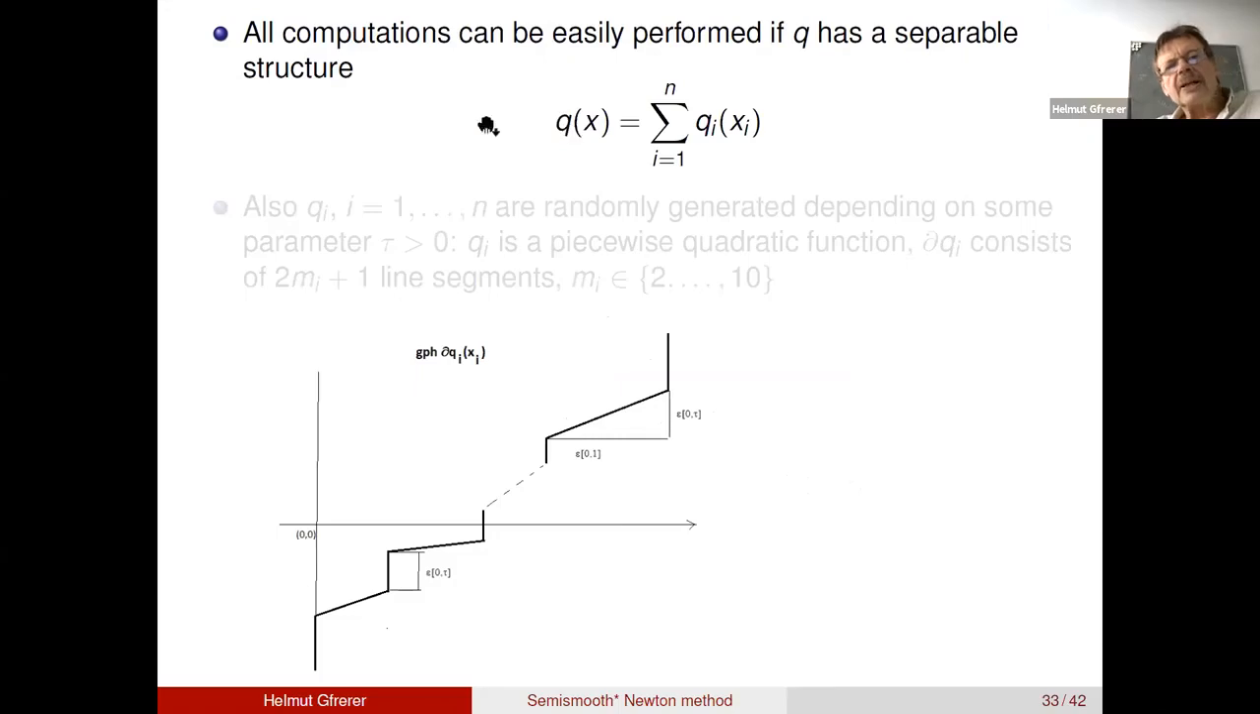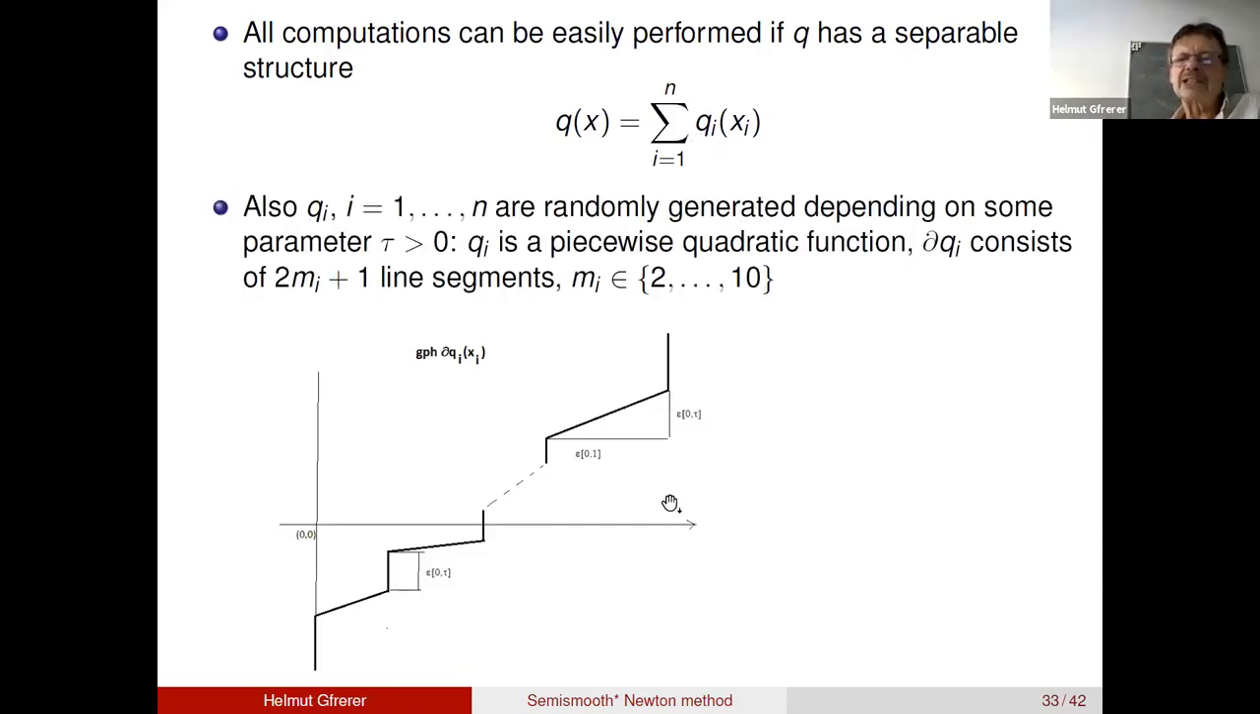And also the function Q is computed in some random way. First of all, we assume a separable structure in the following form. And here these component functions Qi are piecewise quadratic functions. You see here a picture for the graph of the subdifferential of these mappings Qi. This depends also on some chosen parameter tau, which we choose here.